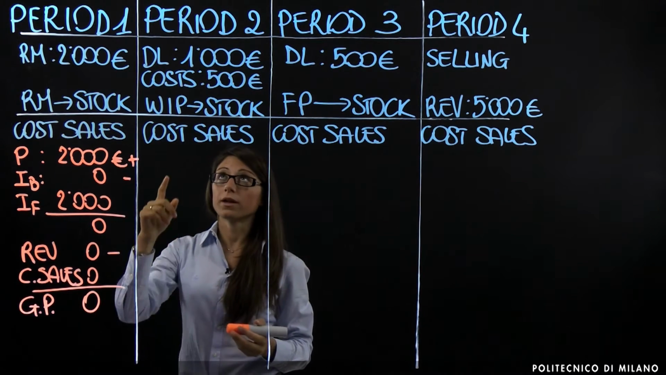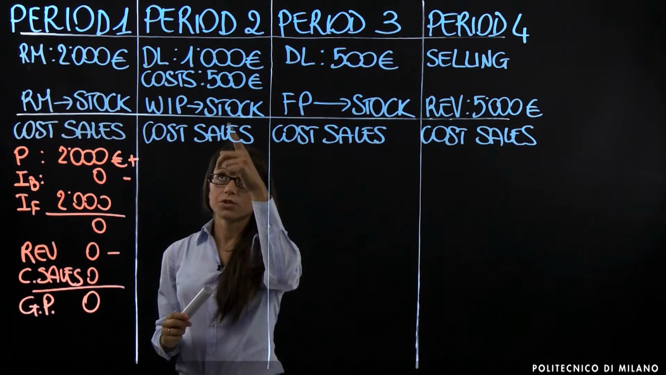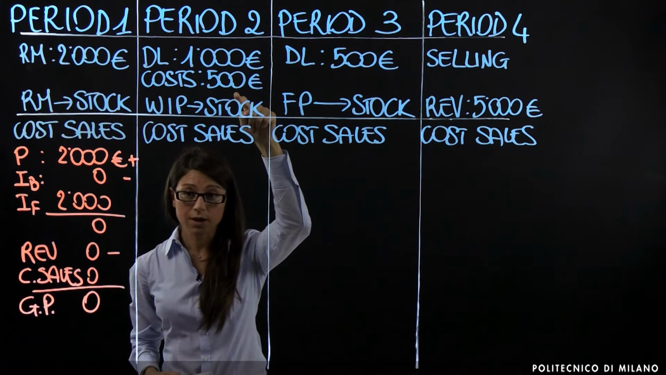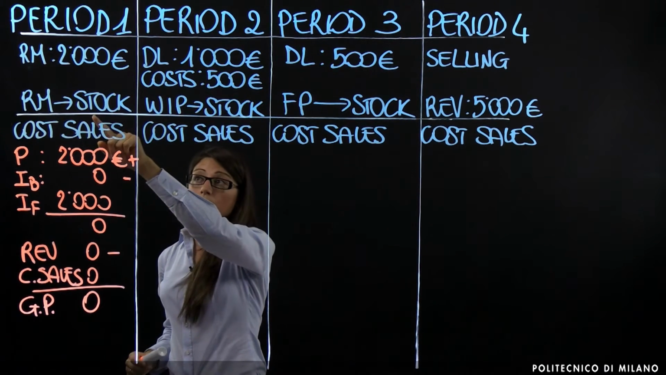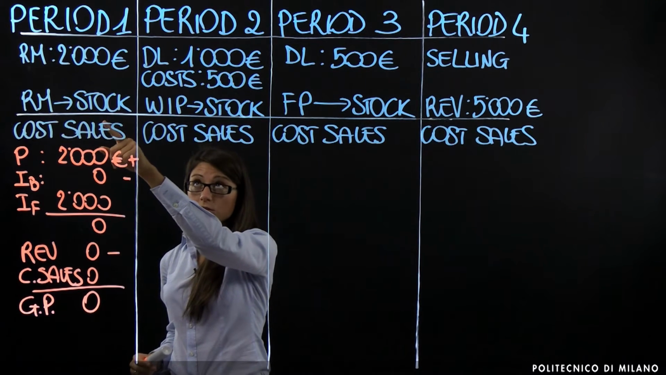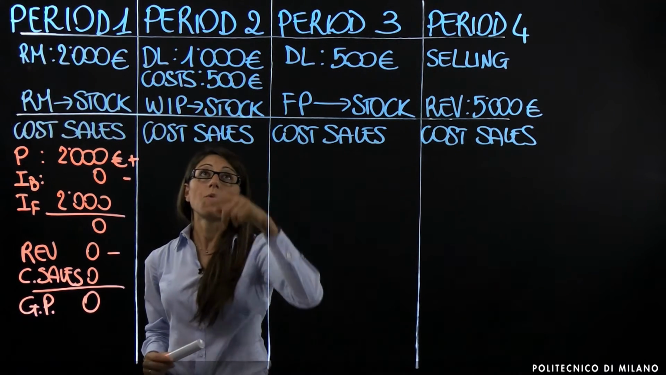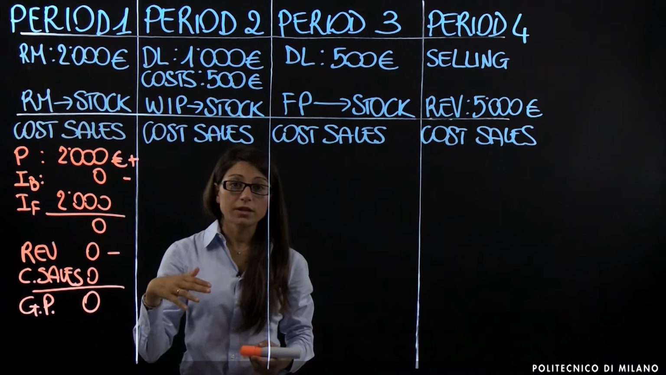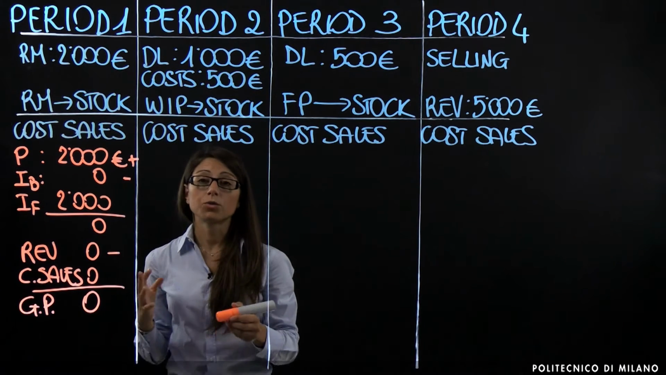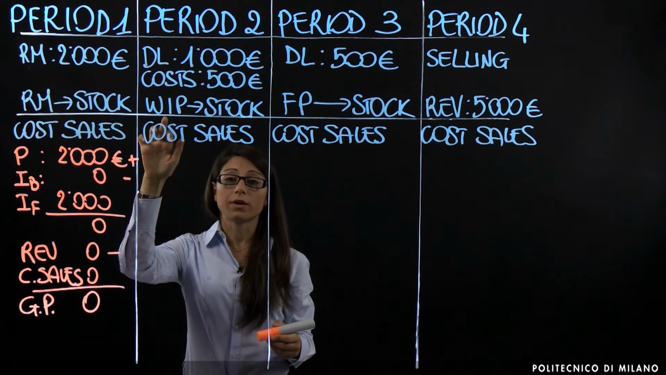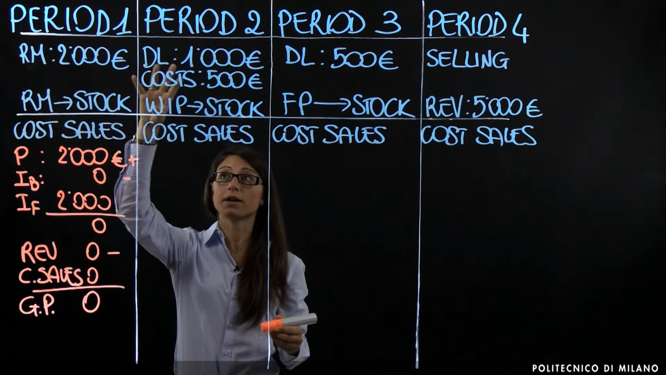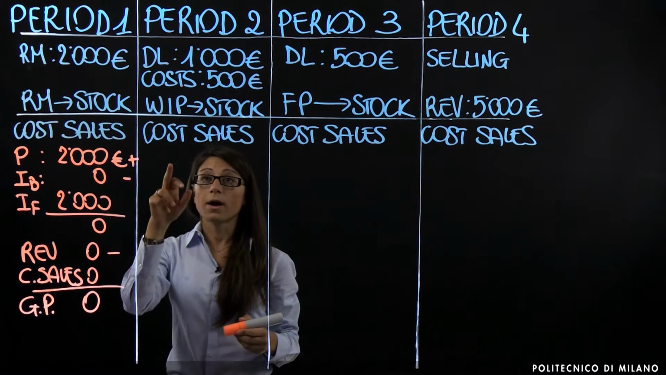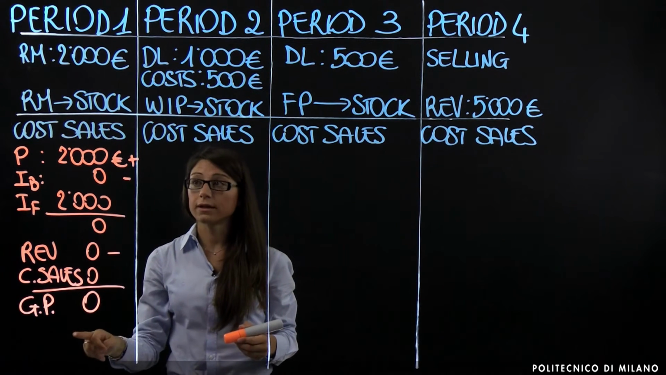Now, let's move to period number 2. What happened during this period is that the company decides to purchase additional resources, and the cost of these additional resources is 500 euros. Then the company uses the raw materials that were previously in stock, and it also employs 1,000 euros of direct labor. So raw material, direct labor, and additional resources are used during period 2 in order to realize work in progress. This work in progress is put in the stock at the end of period 2. Now we are required again to calculate the cost of sales and then the gross profit.